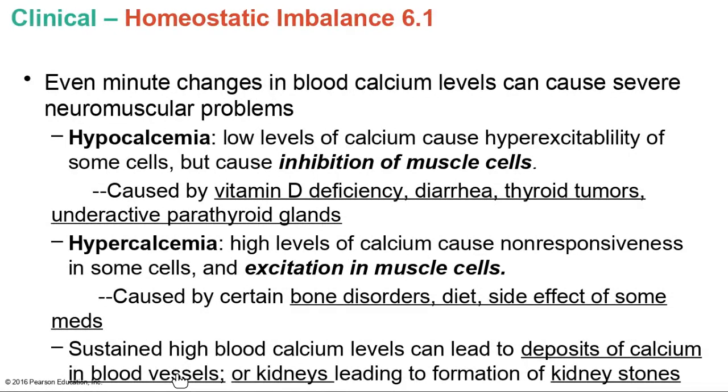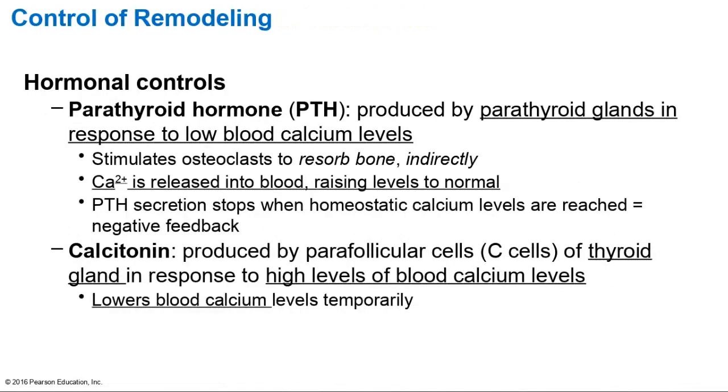We can see this happen in blood vessels, resulting in arteriosclerosis, meaning you're going to have a calcium plaque built up in your blood vessel wall, and this would block blood flow, of course, leading to other problems. Kidneys, we can have these calcium deposits in the kidneys, which would lead to kidney stones.